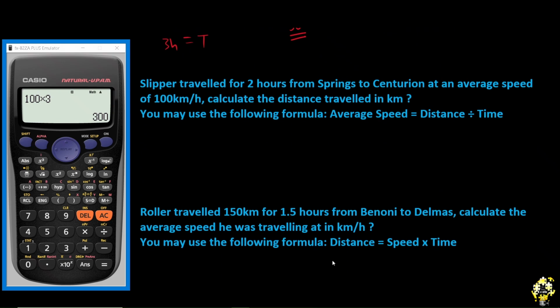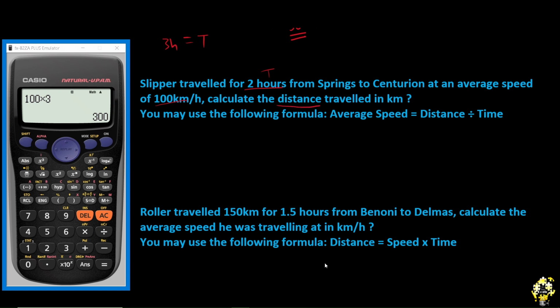The next one says that Sleeper. Okay, I'm starting to have a problem with the person who is naming these people, if they are indeed people. Anyways, Sleeper traveled for 2 hours. This is time. From Springs to Centurion at an average speed, no need for interpretation, of 100 kilometers per hour. Calculate the distance traveled.